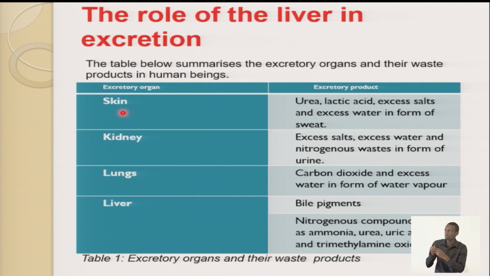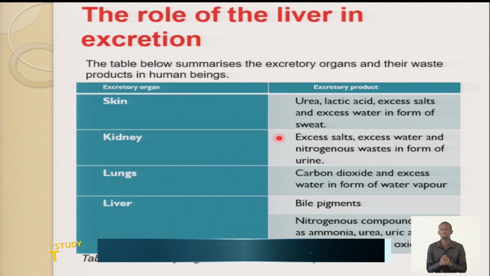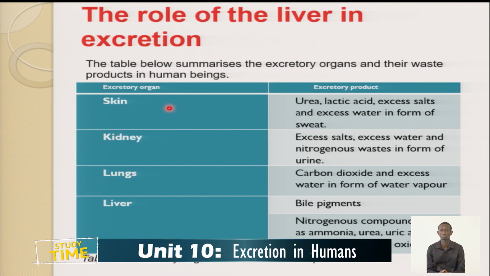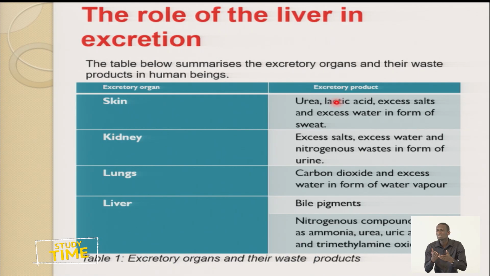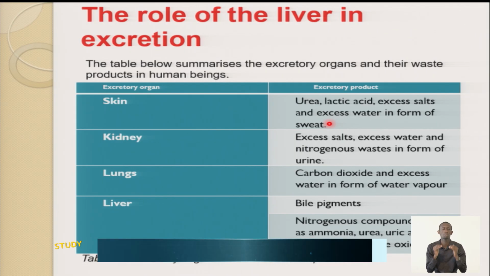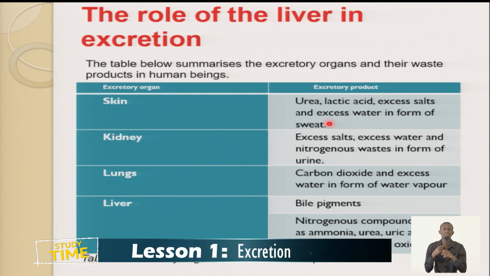We have excretory organs: the skin, the kidney, the lungs, as well as the liver. So let's start with the skin. What are the excretory products of the skin? We have urea, lactic acid, excess salts, and excess water in the form of sweat. When there's too much water, how can it be balanced or removed from the body? You can just remove it in the form of sweat. And you talk about lactic acid and so on.